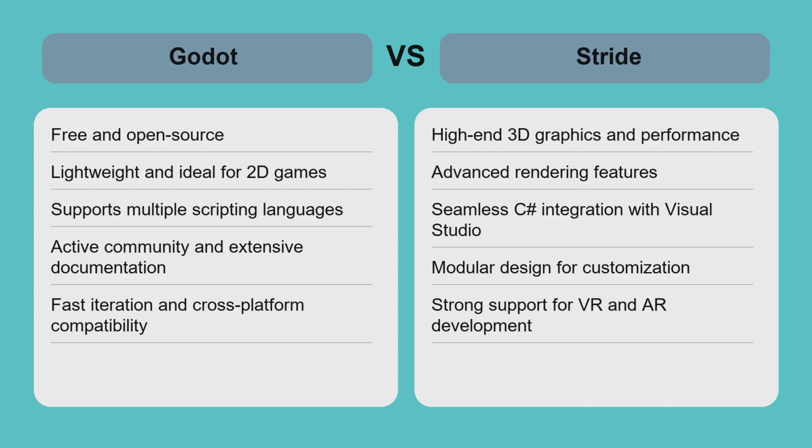For example, an indie developer creating a 2D platformer benefits from Godot's simplicity and speed, while a studio developing a visually intensive 3D VR game would leverage Stride's advanced rendering and modularity. Choosing between them depends on project scope, team expertise, and performance needs.